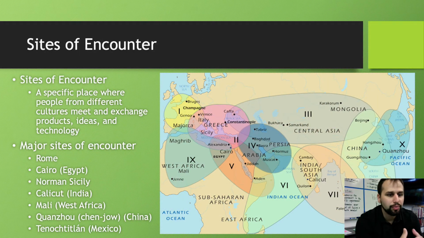Sites of encounter also become essential in understanding how different cultures and people are interconnected. So a site of encounter is a specific place where people from different cultures meet and exchange products, ideas, and technologies. So you can see in the map to the right, all of these spheres of different people. But you can see at the center of those spheres where they kind of connect, those are our sites. Those are our sites of encounter.